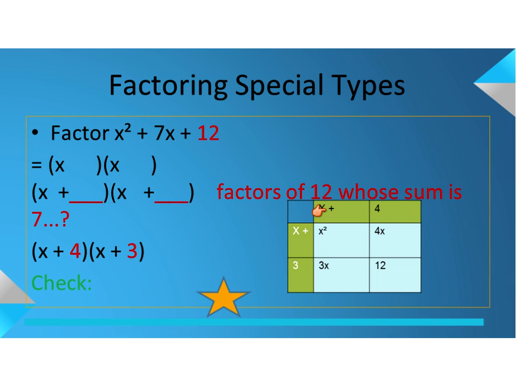So x times x is x squared. Moving this way, we're going to multiply x times 4 here to get 4x. Now I'm going to go down to this row. 3 times x is 3x, and then 3 times 4 is 12. So you can see, when you combine these, you'll get the same thing as before. You'll get x squared plus 4x plus 3x, which is 7x plus 12.